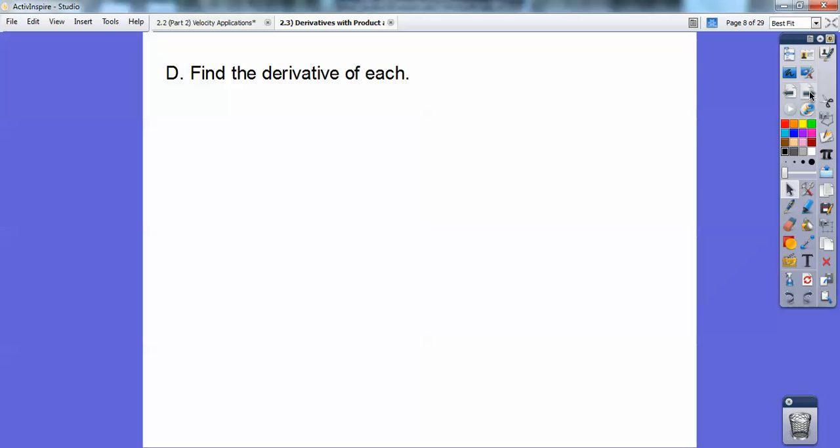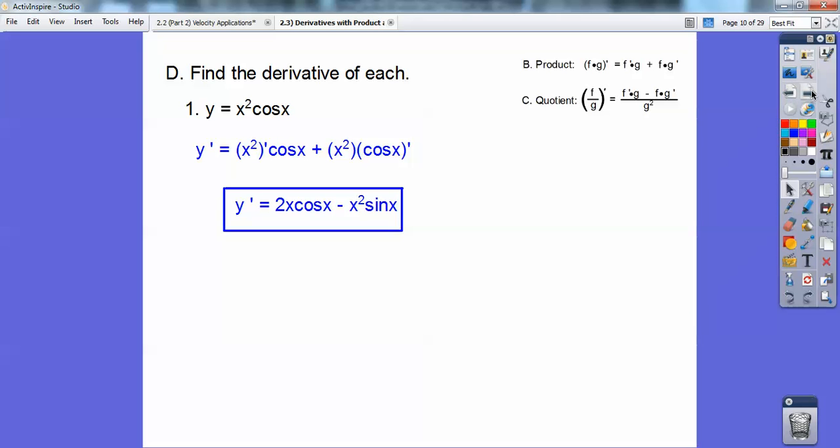Okay, so find the derivative of each. Here we go. So y equals x squared cosine x. This one's going to be a product rule. So f of x is x squared, g of x is cosine of x. So I'm going to use the product rule: f prime g plus f g prime. So you end up getting 2x cosine x minus x squared sine x. Okay, easy enough. That one's easy.